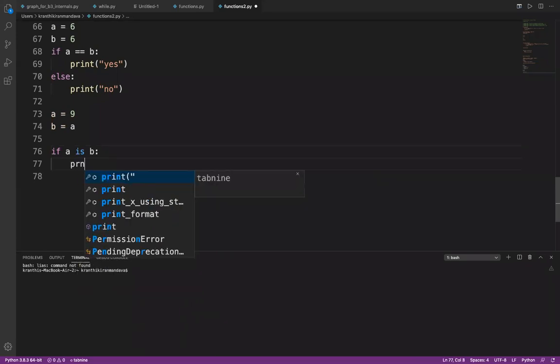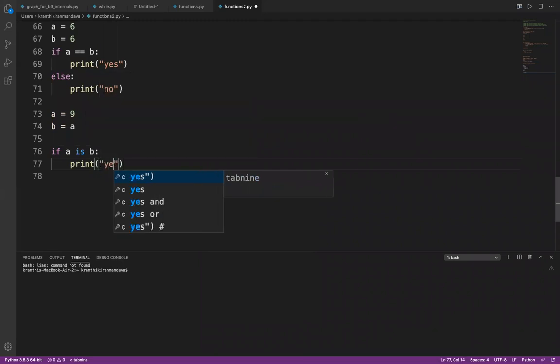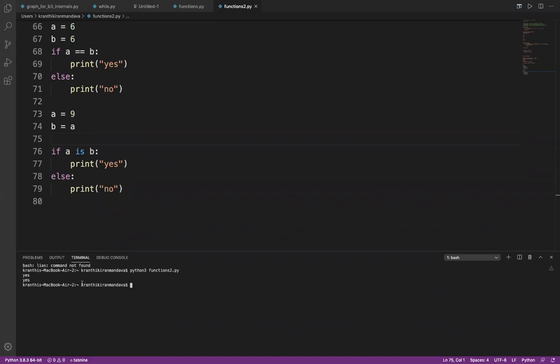Now if this is correct, print S, right, else print no. Now let me check this, save it, right? And I want to execute python3 functions2.py. So both are showing S, right? Here, right? So now coming back, let me interchange it.